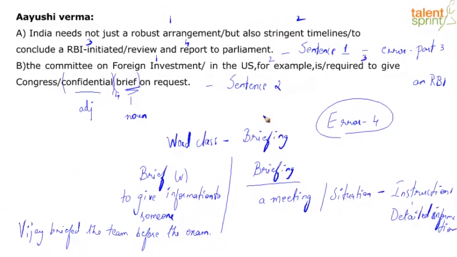Anyway, so either way, I think a lot of you who came back and said, add the indefinite article before confidential, you can add it, you can also not add it, it will still be right, is what I'm trying to say. In fact, let's add it because it's perfect. Congress what? A confidential briefing on request. That makes even more sense. So either way, the error is in part 4.